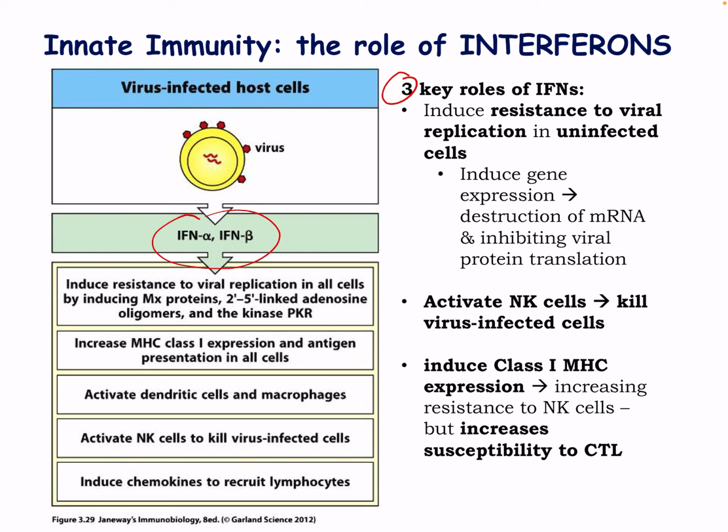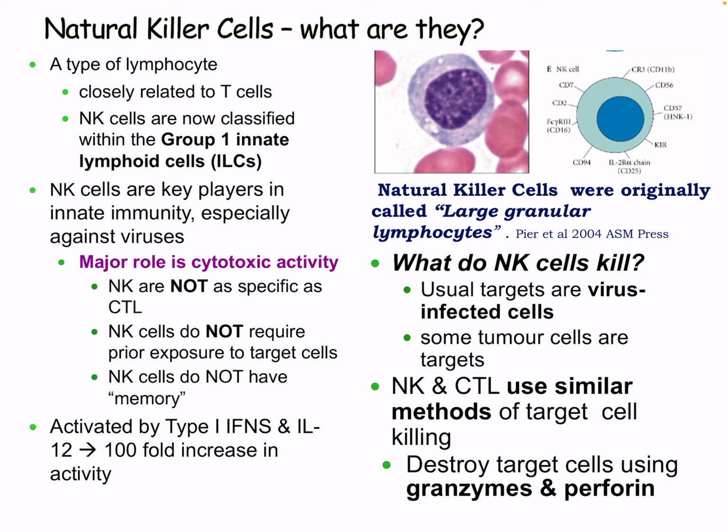So, NK cells are a type of lymphocyte and are closely related to T cells. NK cells are now grouped in the group 1 ILCs, which we discussed in an earlier lecture. NK cells are key players in innate immunity, especially against viruses, and they play a major role in cytotoxic activity. But they're not as specific as CD8 T cells, and they do not require prior exposure to the target, and they have no memory. They're activated by the type 1 interferons, alpha and beta, as well as IL-12. These cytokines can result in a 100-fold increase in activity of NK cells.